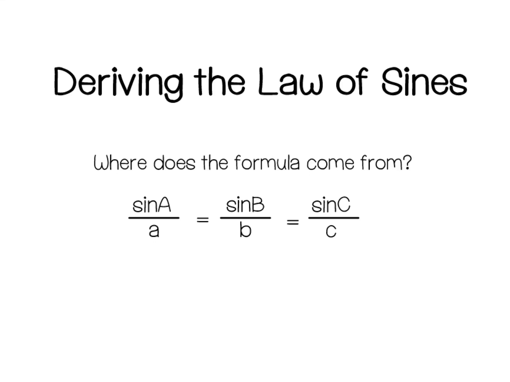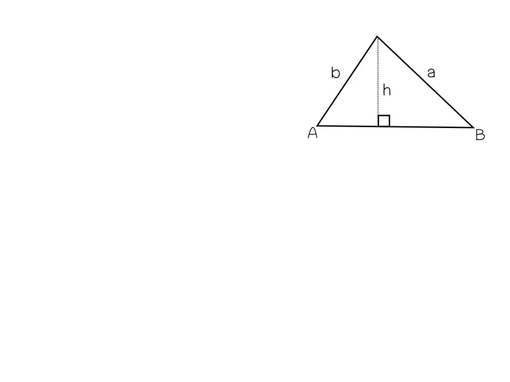So we've been using the law of sines, but I wanted to explain to you where the proportions come from. We're just going to verify that the sine of A over A equals the sine of B over B. And understand we can interchange the angle names and the side names. Okay, so here's the basic setup.